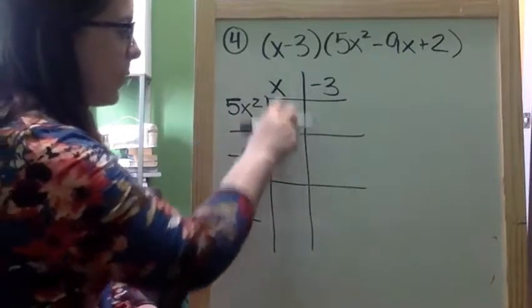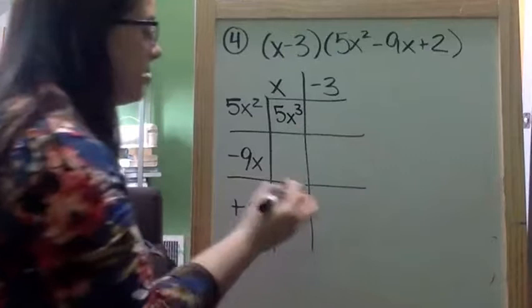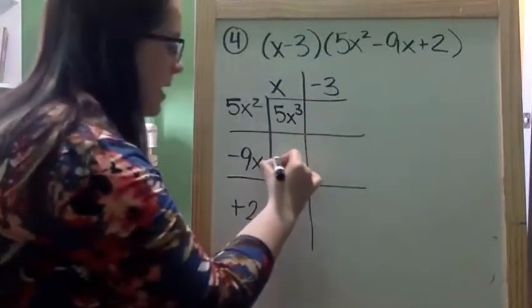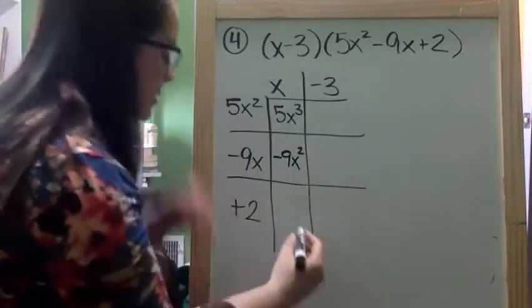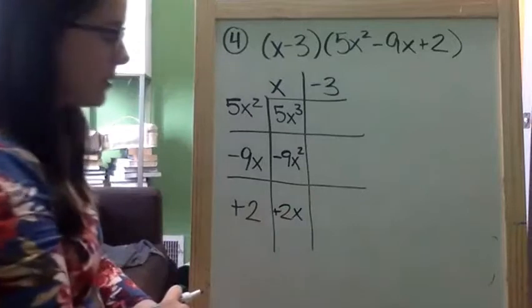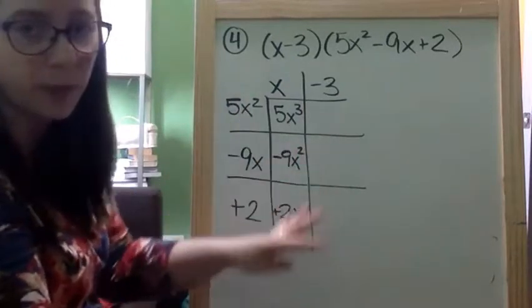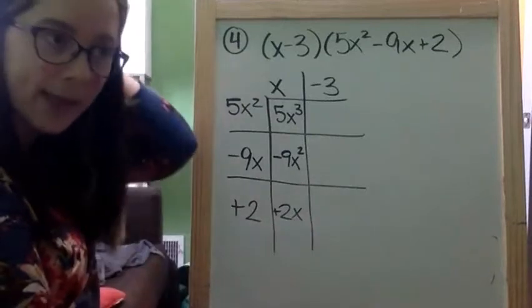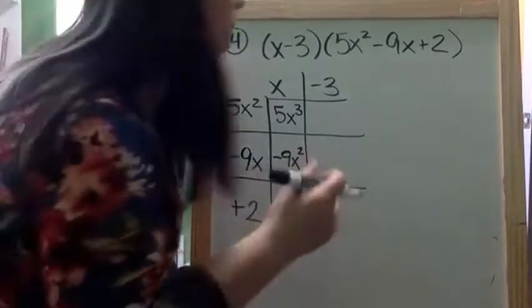So 5x squared times x would give me 5x cubed. Negative 9x times x, negative 9x squared. 2 times x gives me a positive 2x. The nice thing with the box method too is you can really go in whatever order you want, and it really keeps everything kind of, again, organized well.